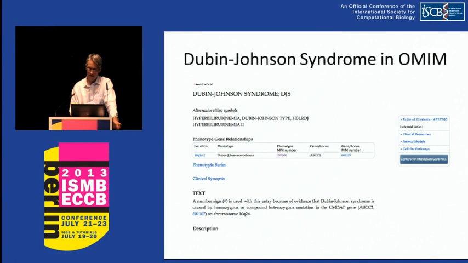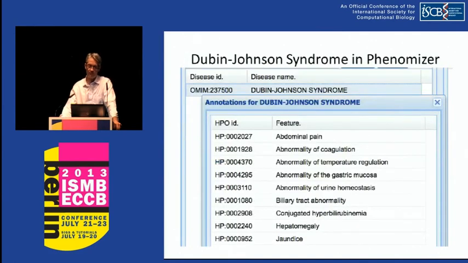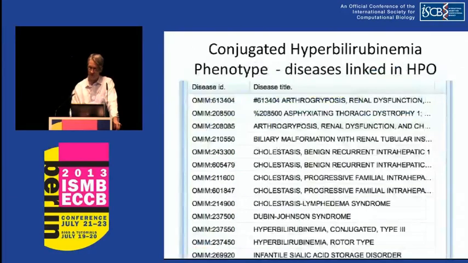And then you can move from that into Phenomizer. So you can look up that particular term and its OMIM ID, and you can see all of the phenotypes that have been associated with that particular disease. And since its core phenotype is that the patients have hyperbilirubinemia, you can look in HPO for other diseases that are linked to hyperbilirubinemia.